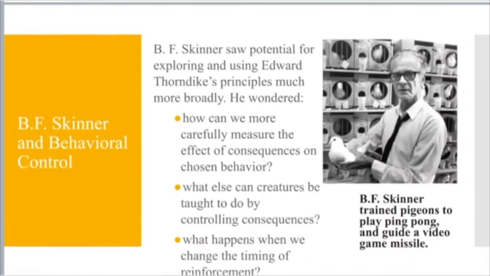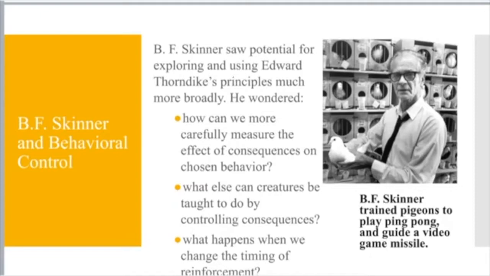Then shifting and kind of adding to our understanding with Thorndike, and now we move on to B.F. Skinner. I referenced him in the classical conditioning lecture because he and John B. Watson were kind of the main guys that, I don't want to say argued because they weren't really alive at the same time, but their ideas came in conflict with one another because B.F. Skinner saw the potential for exploring and using Edward Thorndike's principles much more broadly, right?